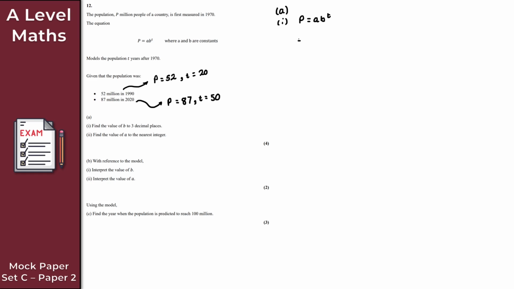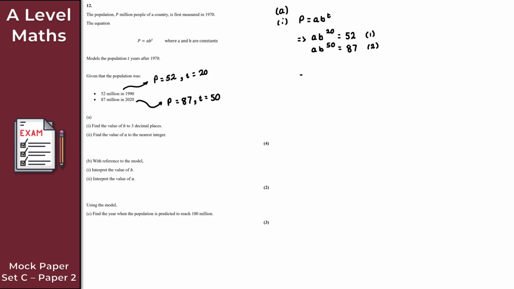In that case then, using this information, AB to the 20 is equal to 52, and then AB to the 50 is equal to 87. Okay? So we call this equation 1, we call this equation 2. What I'm going to do then is take equation 2 and divide that by equation 1.